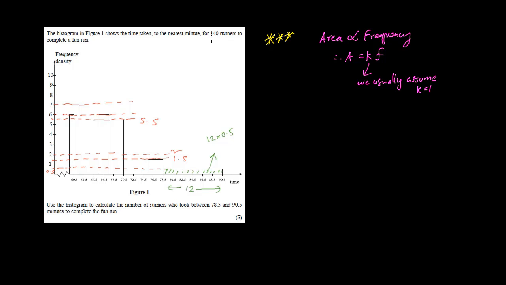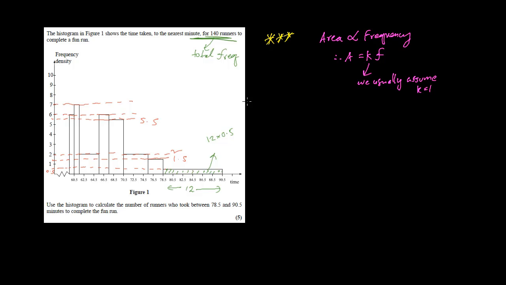Here we have 140 runners, that means this is the total frequency. At the same time, we have enough information to find the total area. If we know that area equals k times frequency, and we know the total area and that the total frequency is 140, then we can find the value of k. That will give us a clear idea of what's going on.